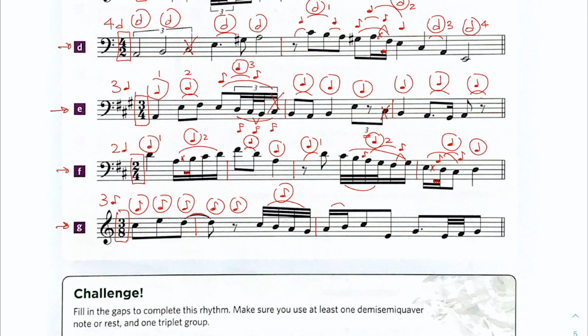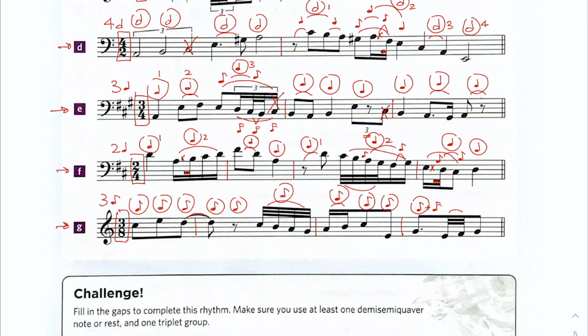And next, these 2 semiquavers make 1 quaver. Quaver here and quaver here. Again, 1, 2, 3 quavers, bar line. And in the last part, there is a dotted quaver here. Dotted quaver is the same as a quaver plus half of it, which is a semiquaver. So this is the first quaver. And the semiquaver here needs another semiquaver to make a quaver.